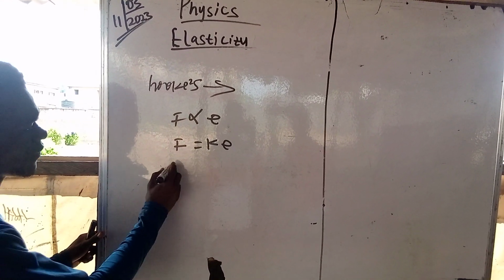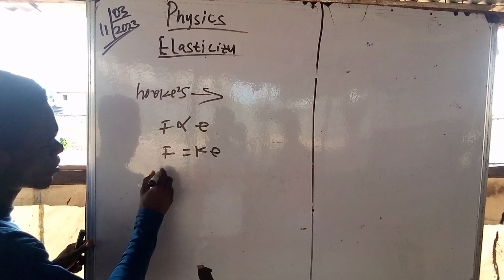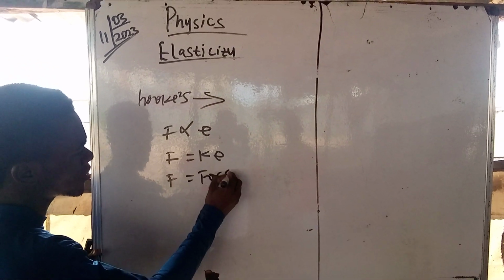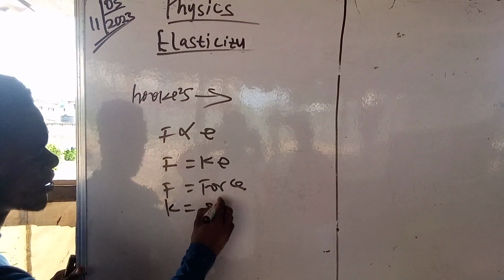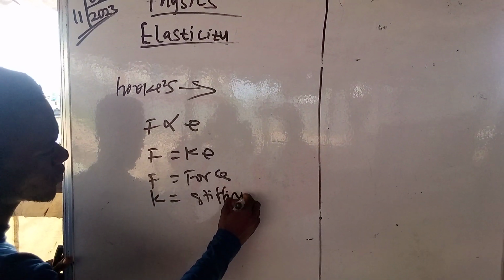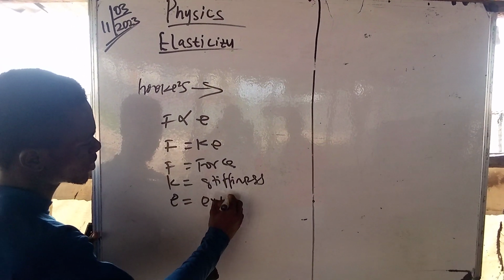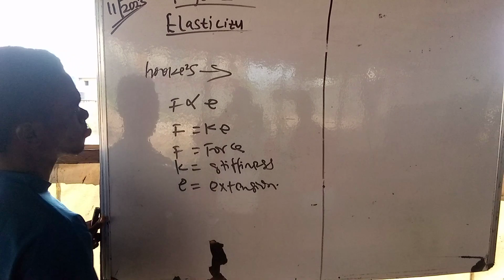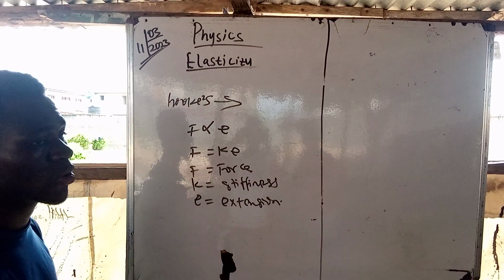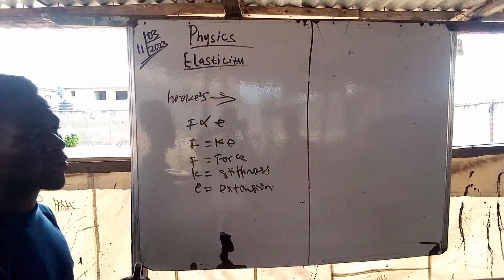Now this is what they call the force: F is the force, while K is called the stiffness. After the stiffness, we have the E, which is called the extension. Now these are the terms under Hooke's law.